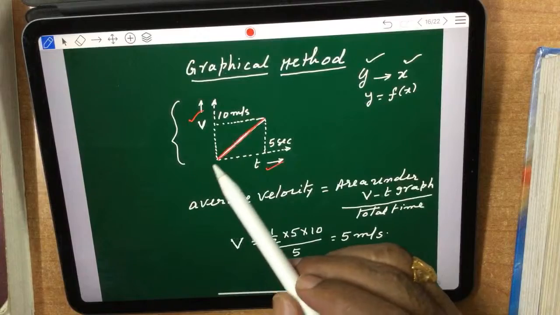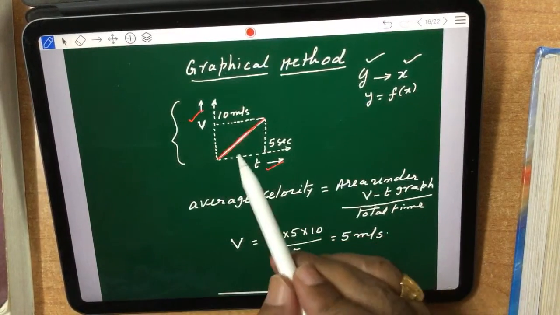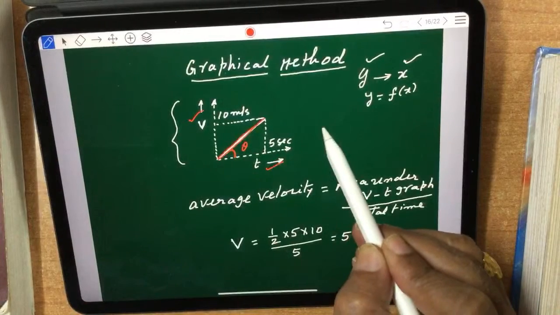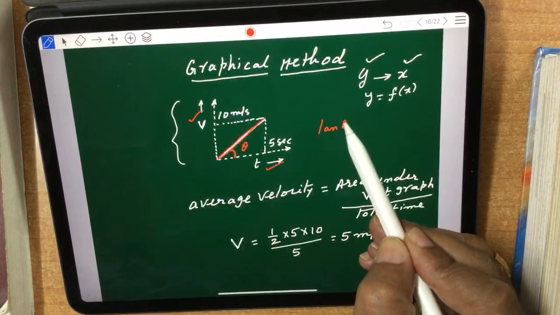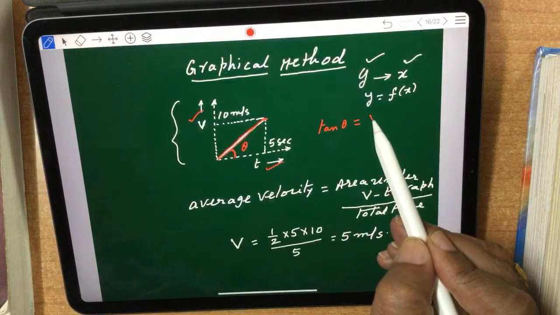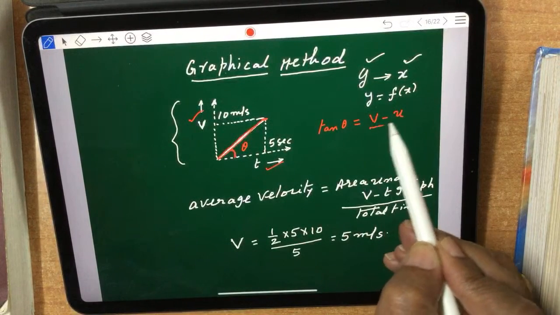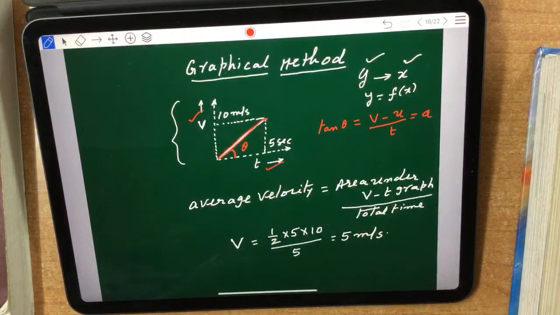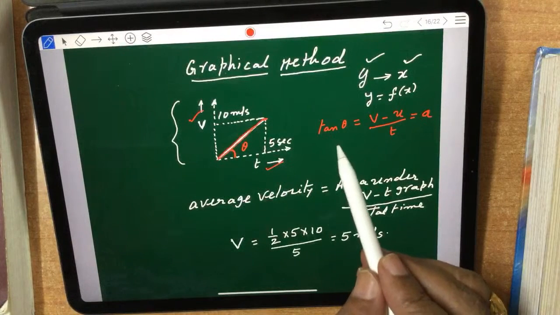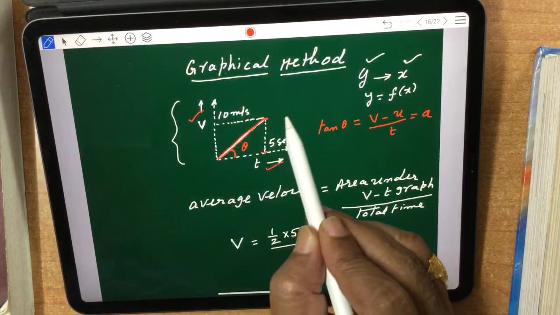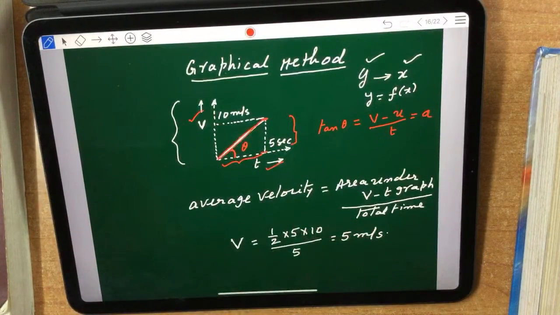So what does the slope of this graph represent? Let the angle be theta. Tan theta is equal to change in y by change in x. Here it is v minus u by t. So this is nothing but acceleration. Please note this point. The slope of the velocity time graph gives acceleration. That's what the slope means. Slope is nothing but inclination: y2 minus y1 by x2 minus x1. Fine.